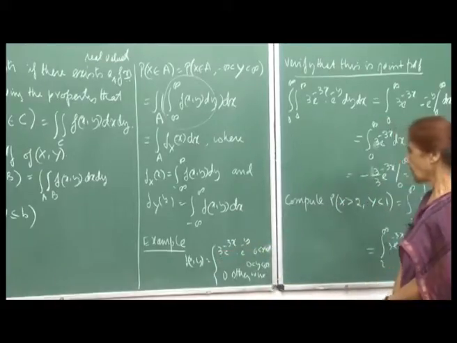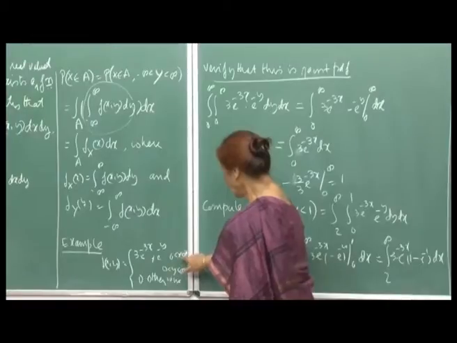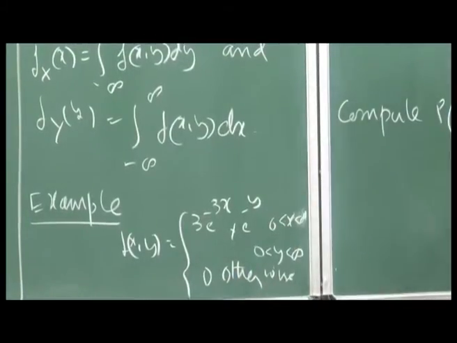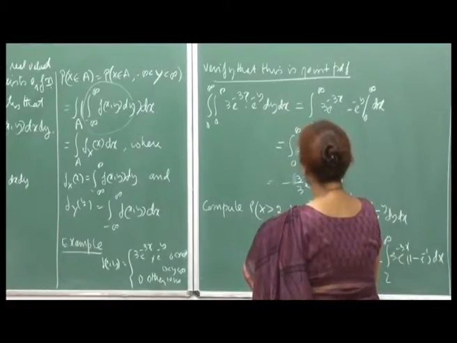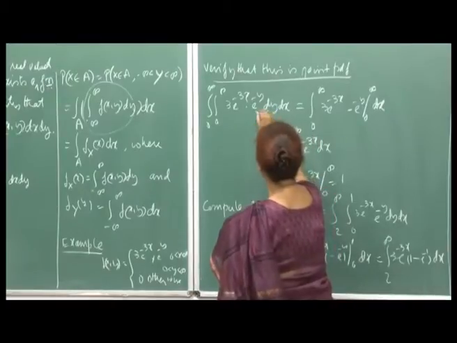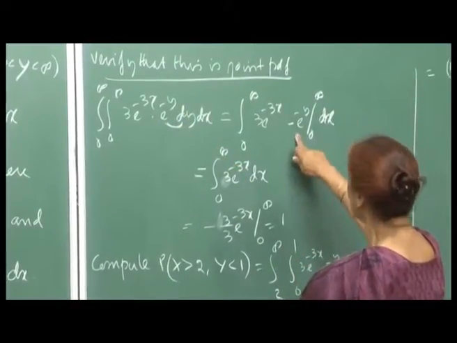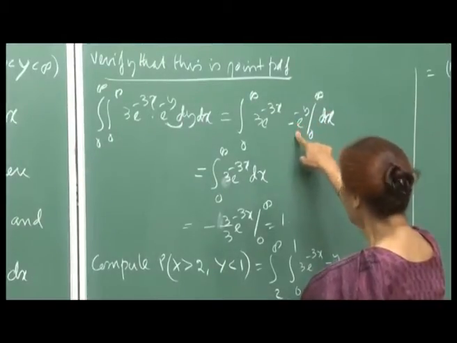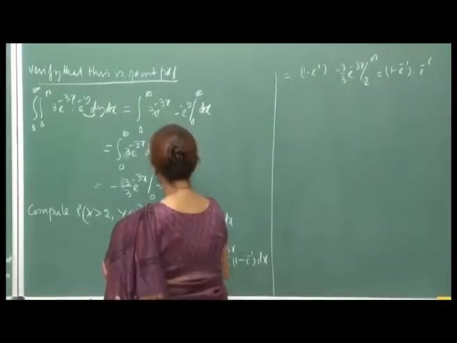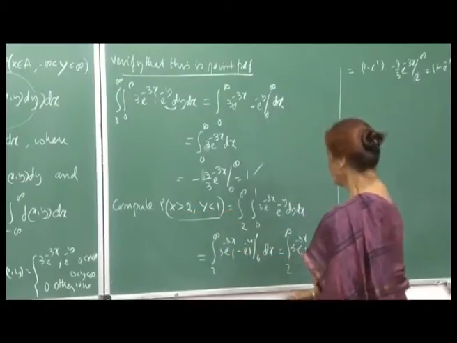Fine. Now, let us take up this example. You have this function defined for all values of x from 0 to infinity and for all values of y from 0 to infinity, and it is 0 otherwise. So, it is in the first quadrant that the function is defined. Verify that this is a joint PDF. The total integral from 0 to infinity should be 1. Suppose I integrate with respect to y first. The integral is minus e raised to minus y from 0 to infinity, which gives you 1, because at infinity this is 0, and at 0 this is 1, plus 1. Now, you integrate with respect to x. This is minus 3 upon 3 e raised to minus 3x going from 0 to infinity, which is equal to 1.